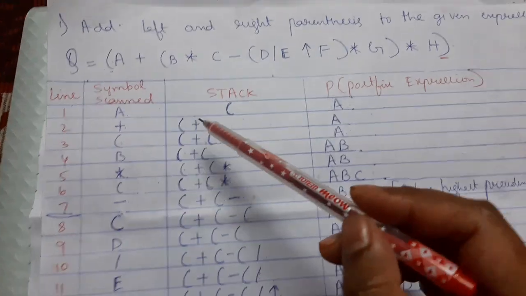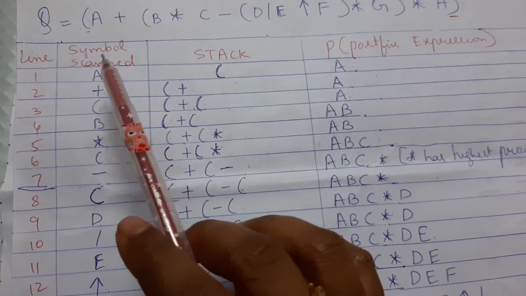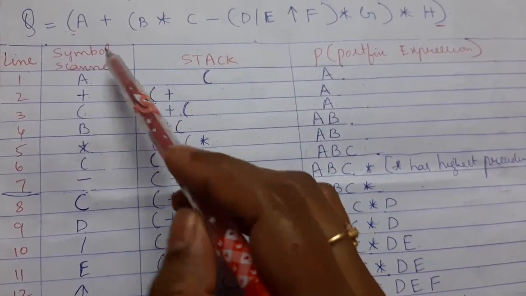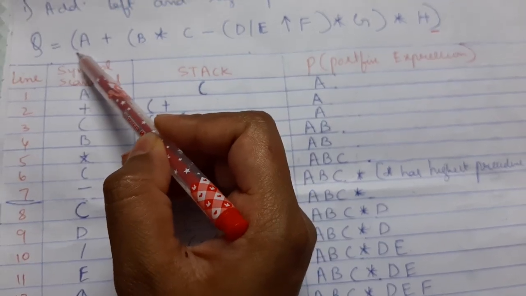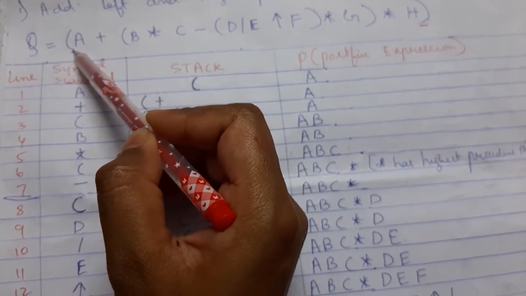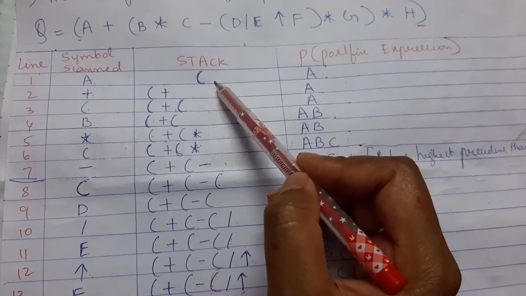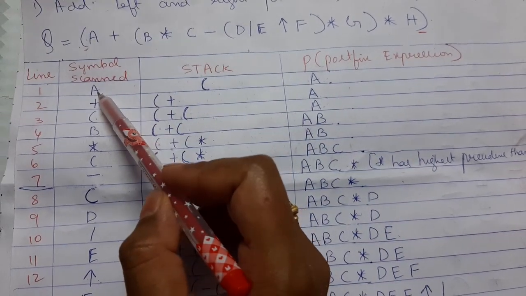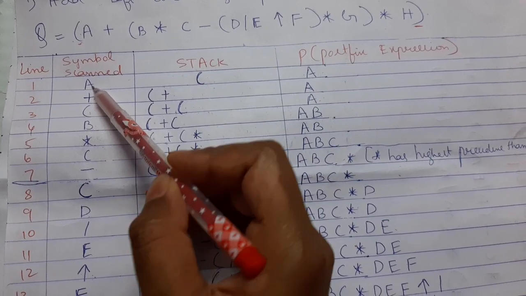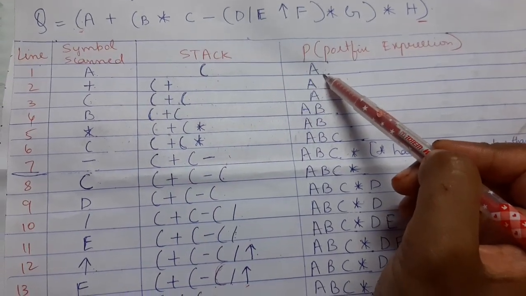Okay. After writing that, you have to scan each symbol. The first we have is what? Left parenthesis. What do you have to do? When you encounter a left parenthesis, that has to be pushed onto the stack. So I place that left parenthesis onto the stack. Next is A. What do you have to do? A is an operand, so it has to be placed in the postfix expression.